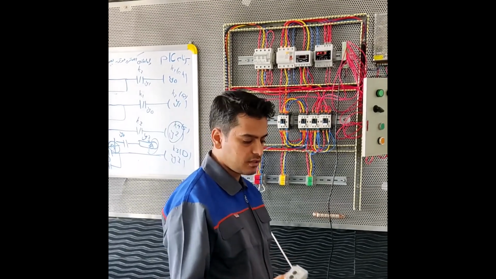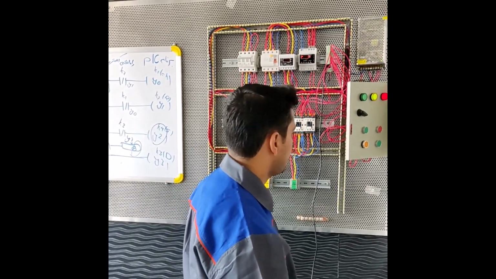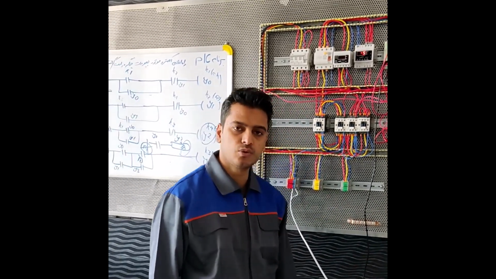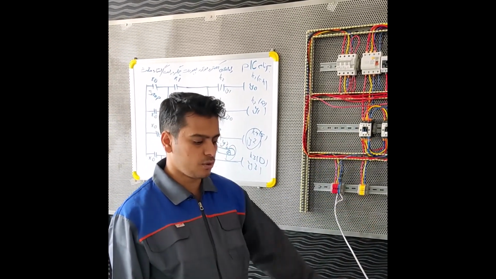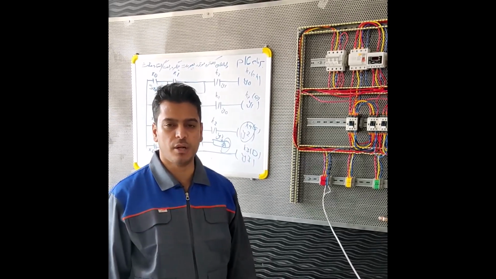We no longer use star delta timers. We use the timer inside the PLC for star and delta, which reduces the volume of our wiring and uses less elements inside the panel.